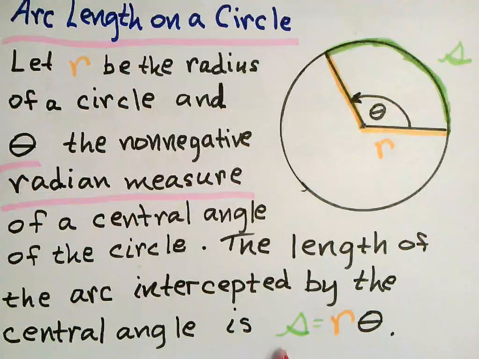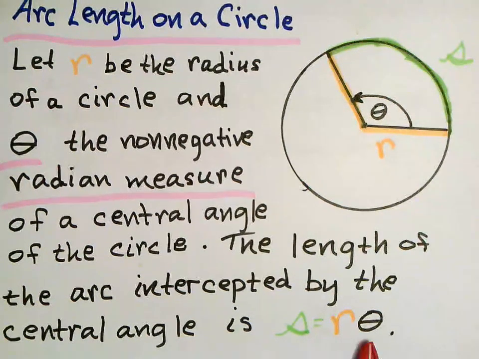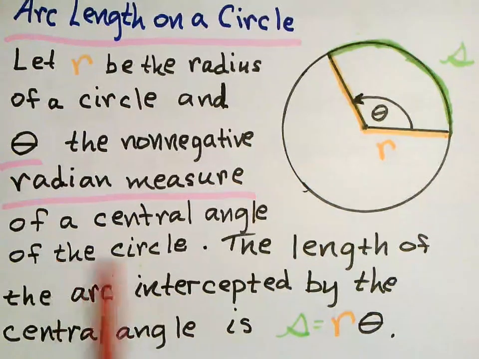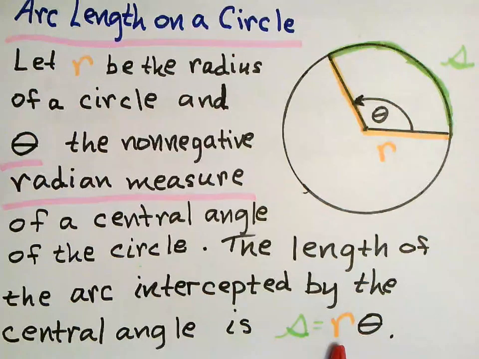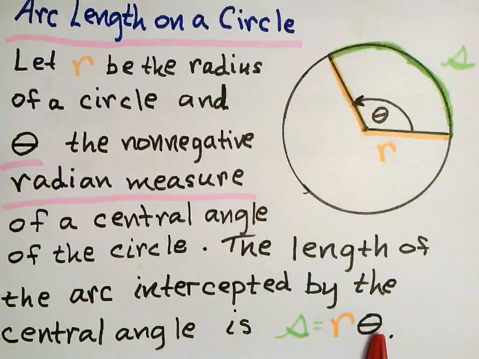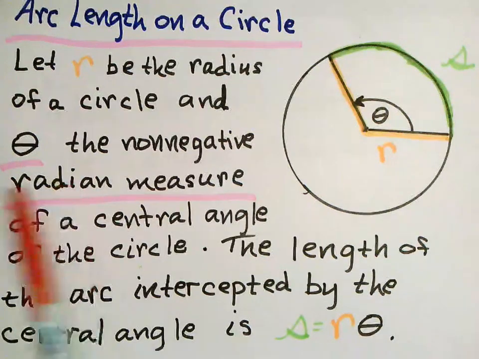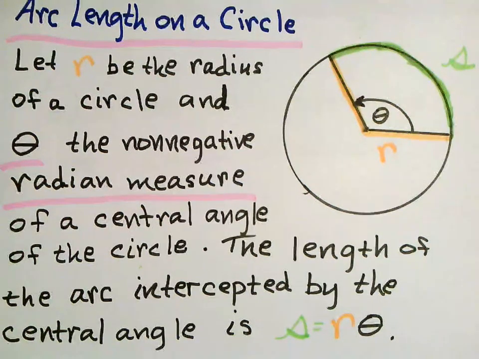This is the formula. S equals the radius times theta. Theta must always be in radians, you see. S represents the length of the arc. R is the radius. Theta is the angle, and this theta again must always be in radian measure.